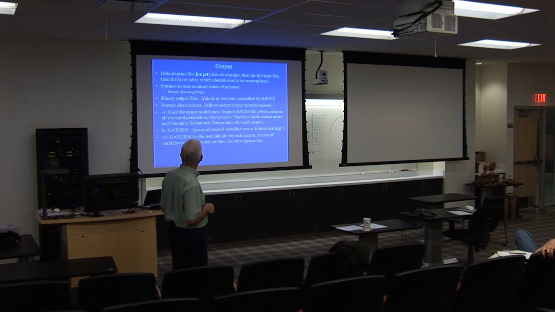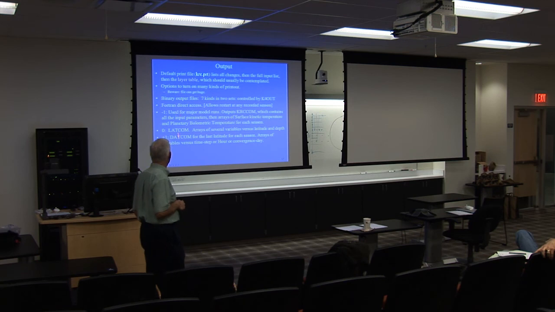This actually should be an 8. It's got 8 kinds of binary files, and they fall in 3 classes. The Fortran direct access is the one that's normally used, -1, and it outputs the common, which contains all the input parameters, then surface kinetic and volumetric temperature for each season.